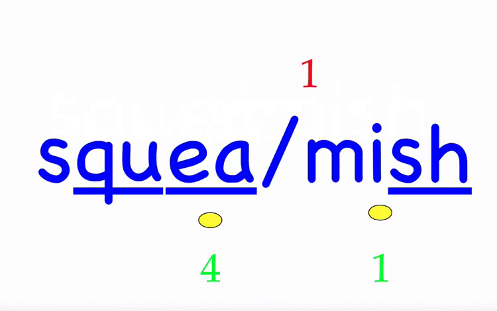Squeamish. And note that we use QU to represent the sounds KW in the spelling of English words. QU is a consonant team.